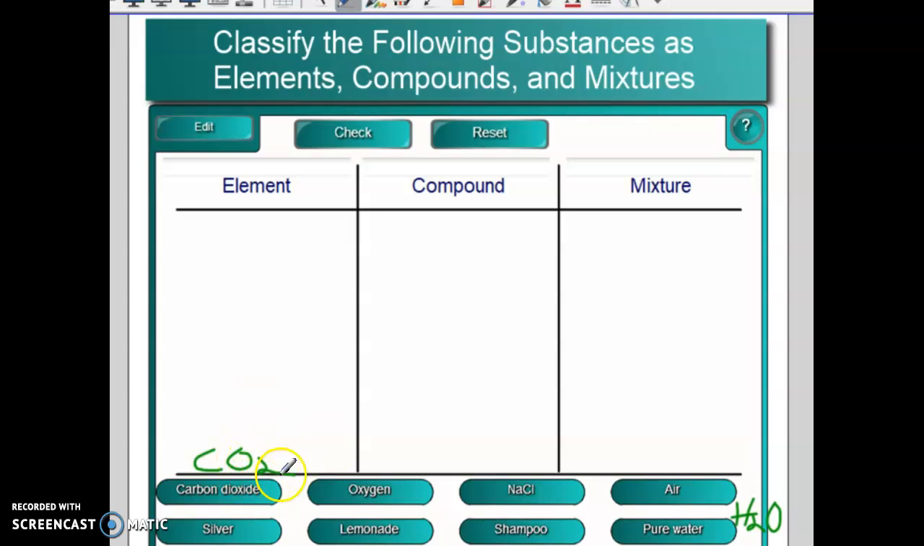Okay, so pause the video. I want you to think about where I should slide each of these. There's more underneath, but we're going to do the ones on top for now. Is it an element, a compound, or a mixture?